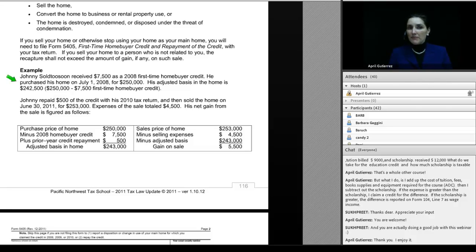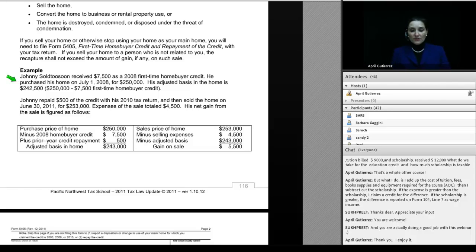For now, we're talking about the repayment of the credit, and that's for people who claimed the credit but moved out of their home sooner than the 3-year period, or if they were claiming the 2008 credit, sell the home within 15 years. So this is something we're going to be dealing with for up to 15 years for people who claim the 2008 credit. So here's an example.